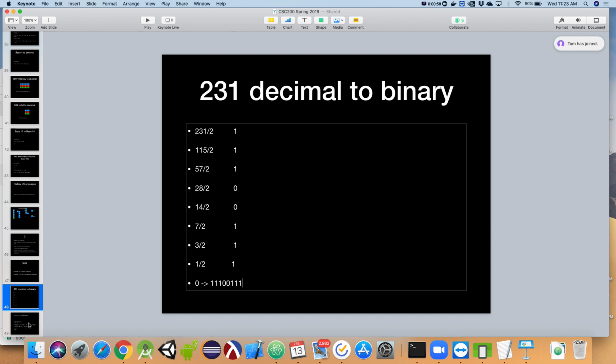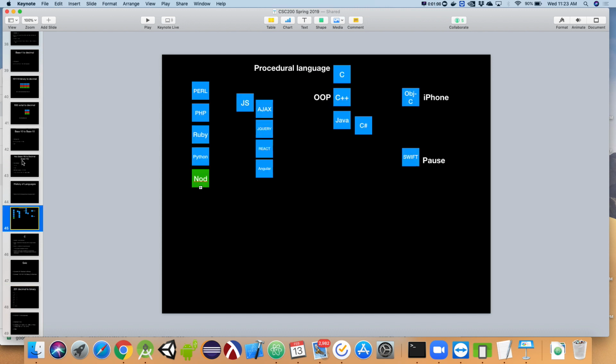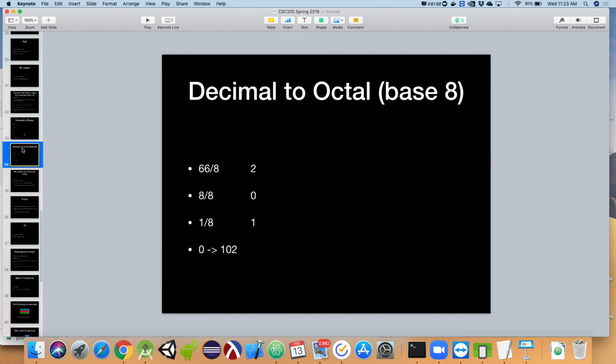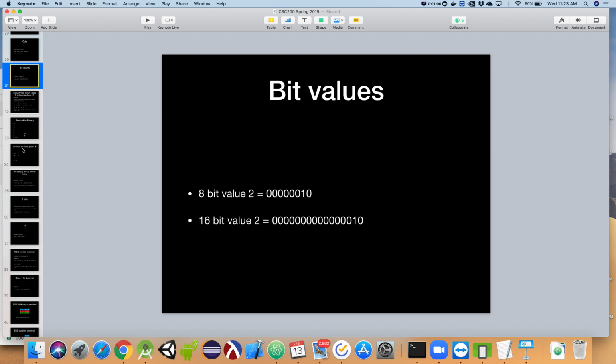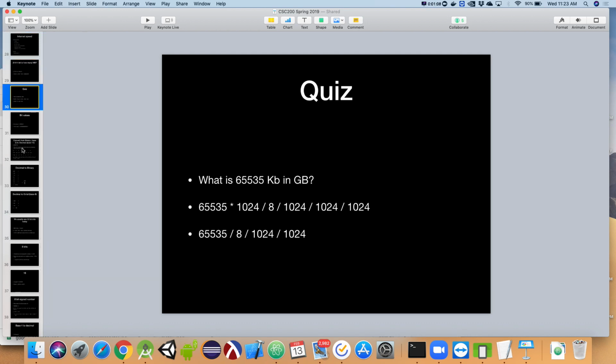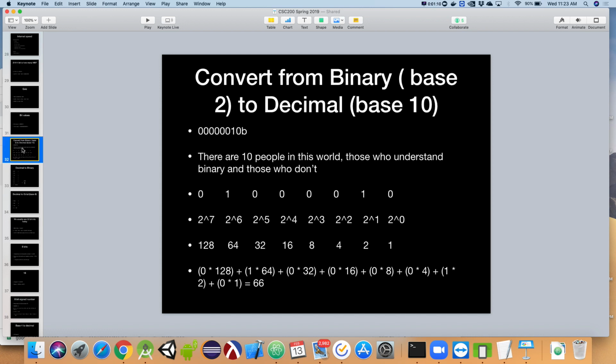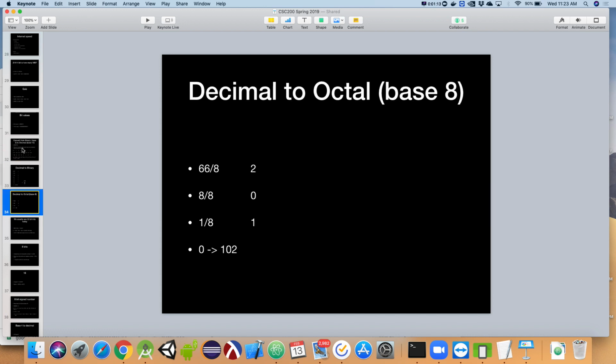So let's keep trucking from last time. Let's see, we were up here. So here's where you learn to do the different conversions. We looked at decimal to octal. We saw that it's the exact same pattern: divide by 8 instead of divide by 2. You'll find that the same thing's true if we go from octal to decimal.